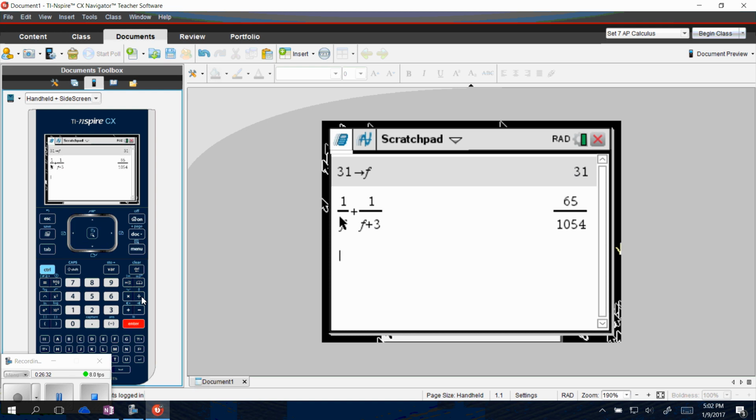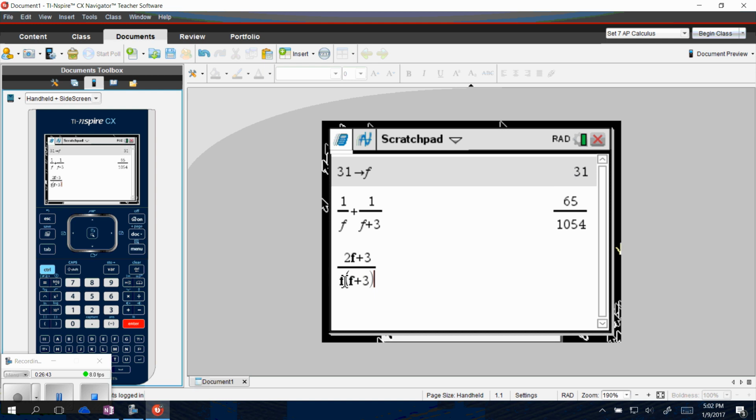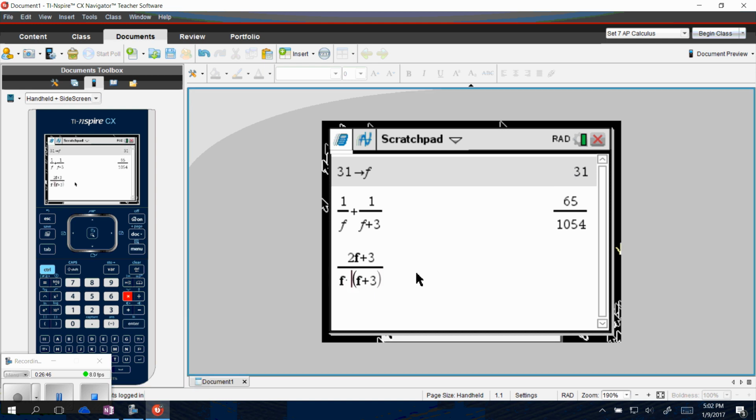I get that absurd answer. Now, let's see if that matches my equivalent answer. 2f plus 3 over f times f plus 3. Oh, invalid multiplication. What did I do here? Did I forget to put times? There we go. Do they match? Yep, I did it right. Yay. Love it. Clear it out, Doc B.